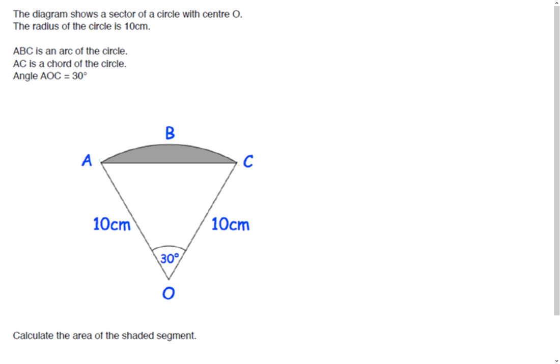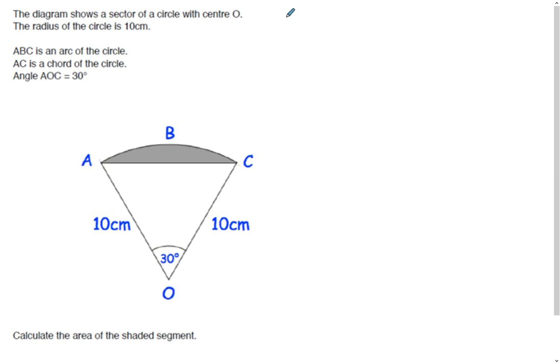Okay, the diagram shows a sector of a circle with center O. The radius of the circle is 10. ABC is an arc of the circle, and AC is a chord of the circle. They're asking you to find the area of the shaded segment. With a lot of these shaded things, it's always the area of the big thing minus the area of the small, and you get the rest. So we need to find the area of the whole sector and then take away the area of the triangle.